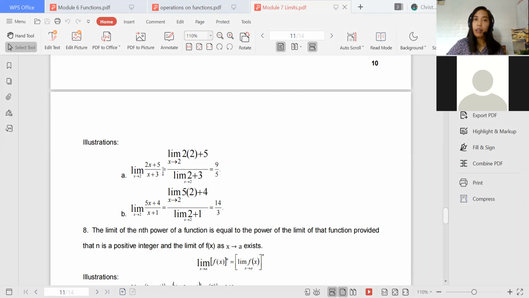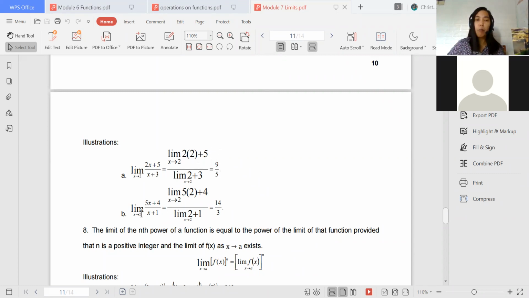Hindi naman lahat ng rational function, okay, ay kailangan mo munang mag-factor. It depends on the given. So dito, we can use direct substitution dahil hindi naman magsisiro ang ilalim. That's why 2 times 2, it's 4 plus 5. That is 9. 2 plus 3, that is equal to 5. Therefore, the limit of 2x plus 5 over x plus 3 as x approaches 2 is 9/5.